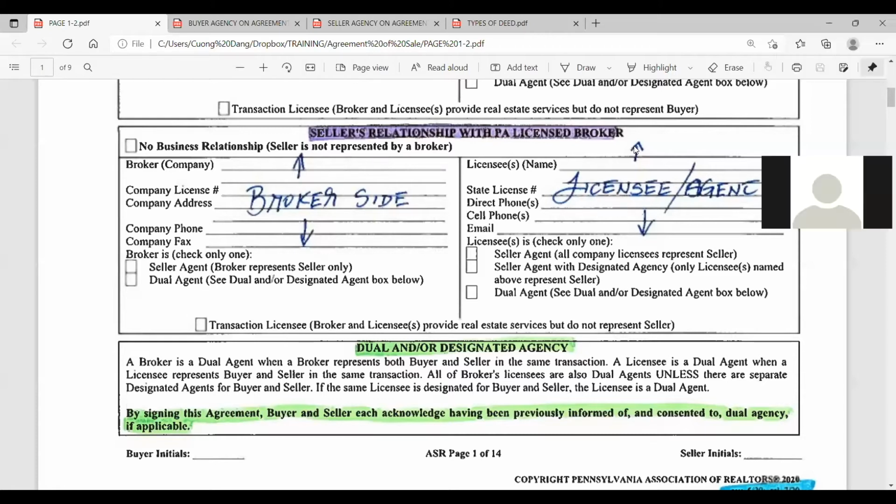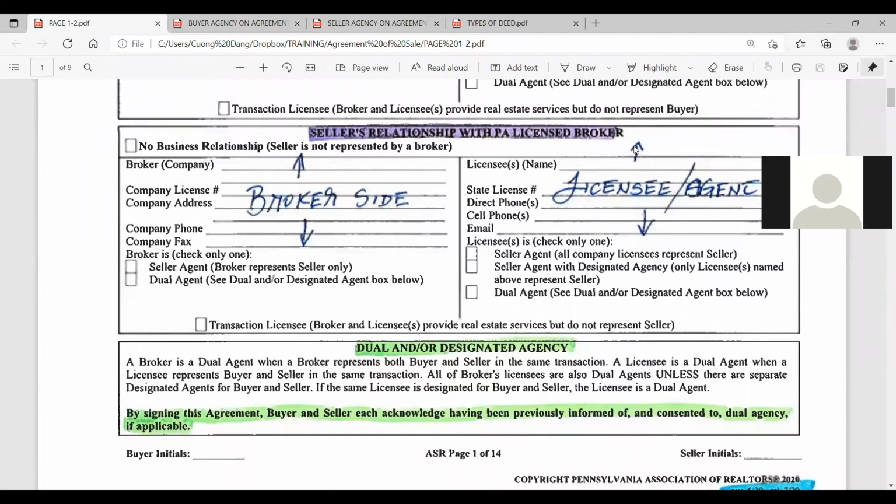Any questions there? I also included in the chat box, if anybody has confusion over dual and designated agency, Jim Goldsmith wrote a really good article that's on PAR's website. So that's included in the chat box. Awesome. We'll email that out later then too with the video as well. Thanks for finding that, Brooks.